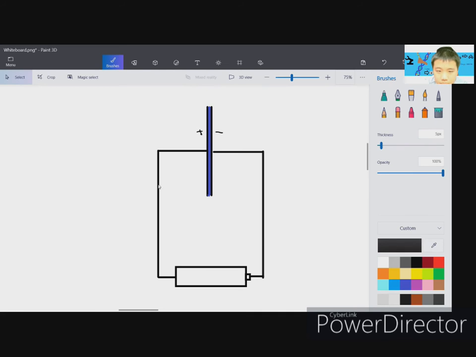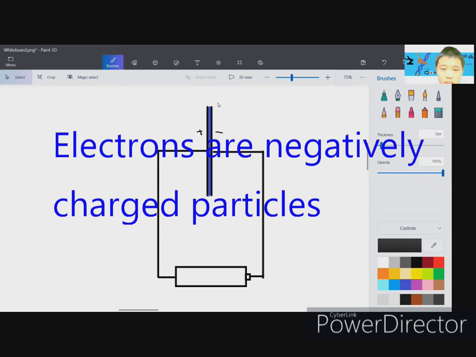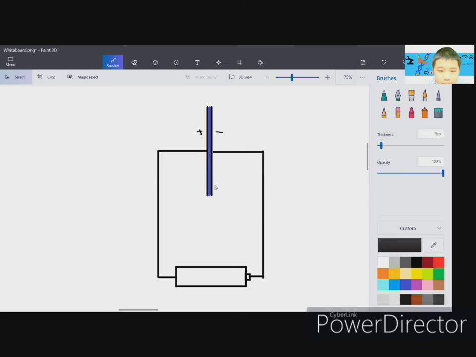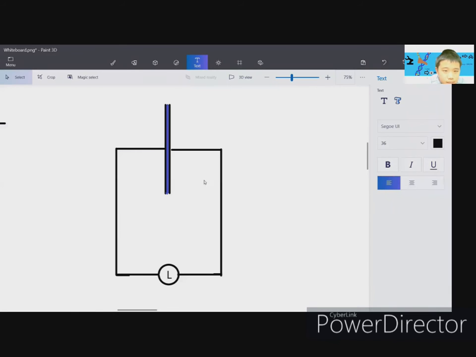But when the battery charges this capacitor, what happens is the positive side loses its electrons to the negative side, and so the negative side gains electrons and loses positive particles to the positive side. So now this side will become totally positive and this one will become totally negative. So let's assume that this is a fully charged capacitor and this is a light bulb. So this side is the positive side and that side is the negative side.